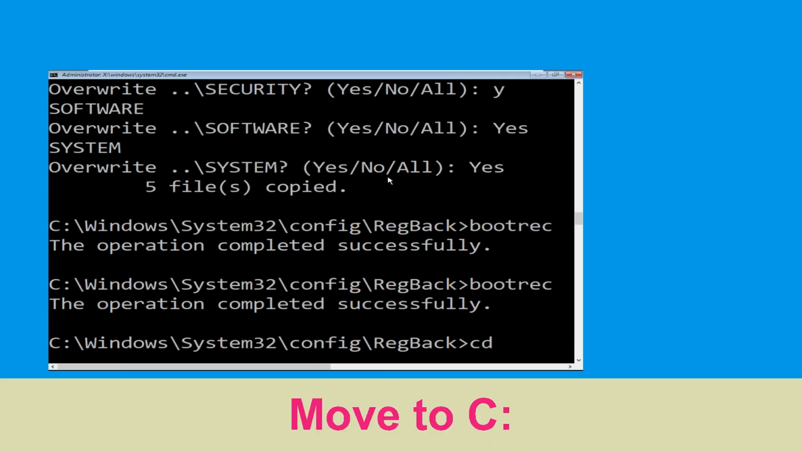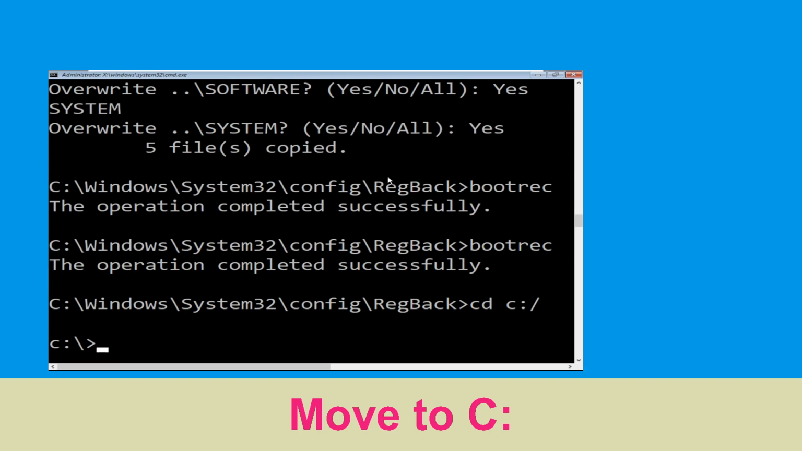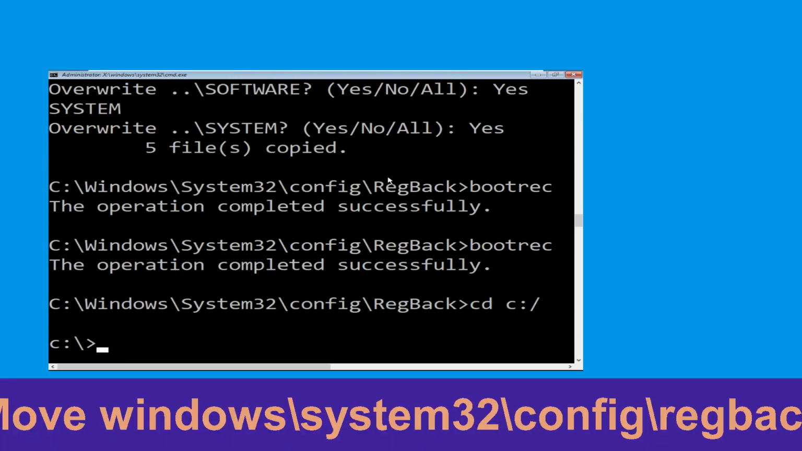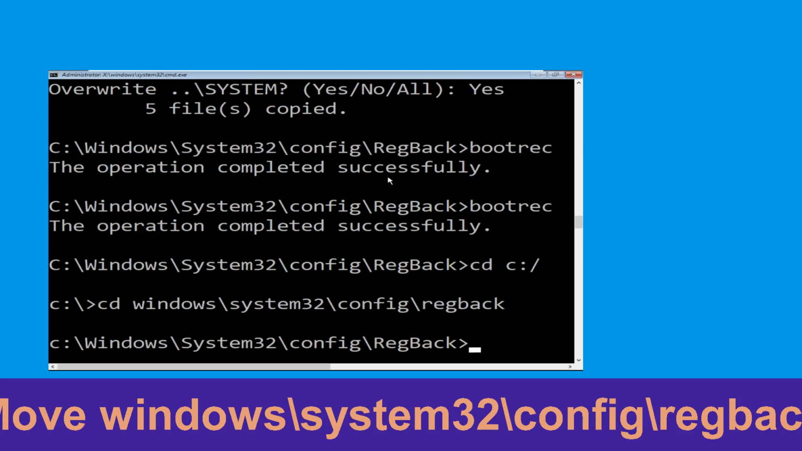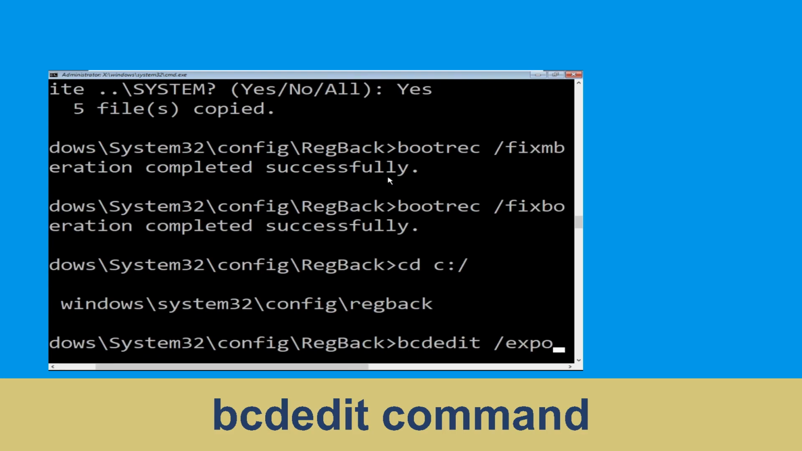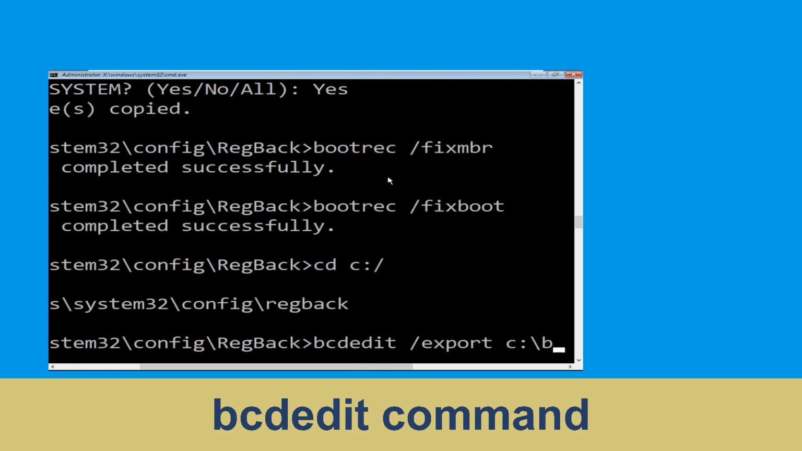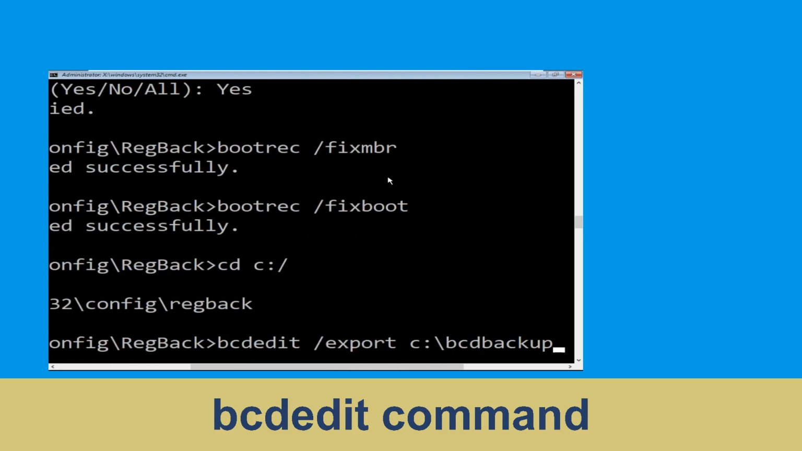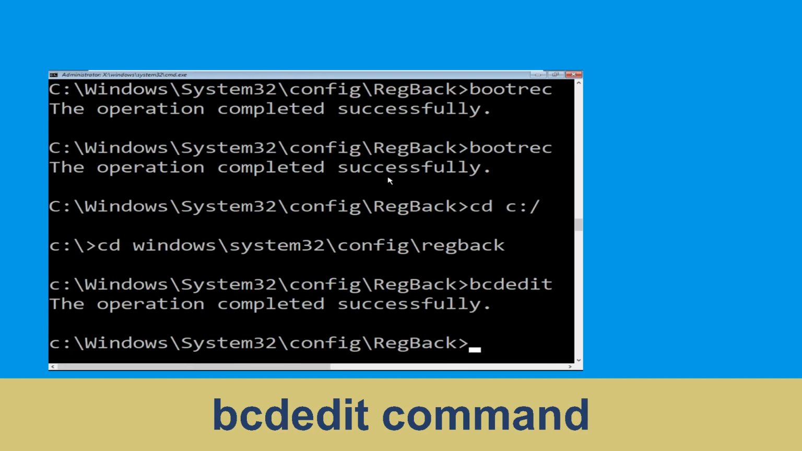Now type cd space c:/ and simply hit enter. Now type this command cd space Windows/System32/config/regback and simply hit enter to execute the command. Type bcdedit space /export space c:/bcdbackup and simply hit enter to execute this command.